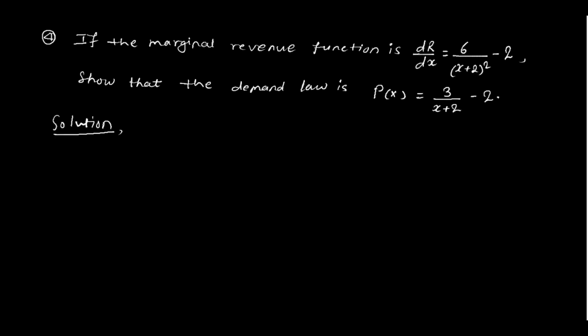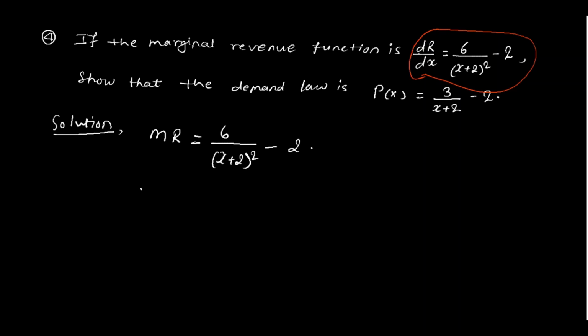If the marginal revenue function is given, the marginal revenue MR is equal to this, dR by dx is the marginal revenue. So MR equals 6 by (x plus 2) whole square minus 2. Now we have to show that the demand law is this.